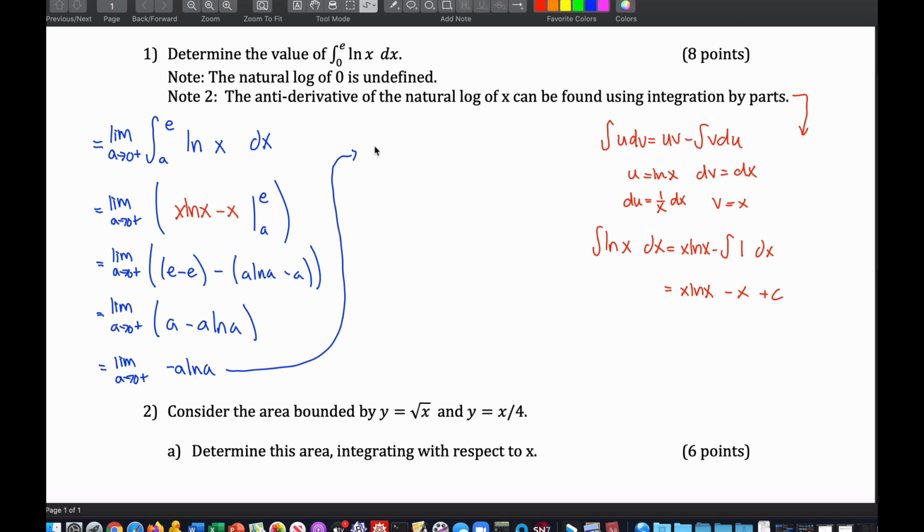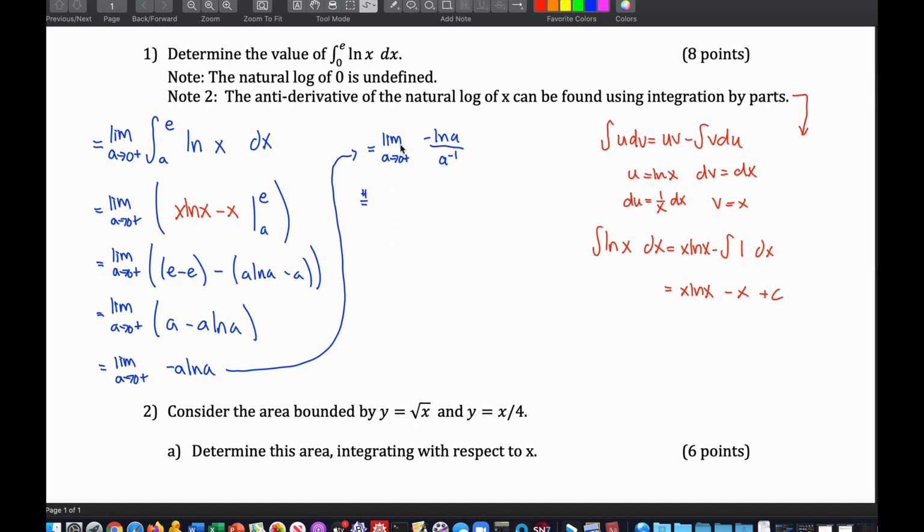To use L'Hopital's rule, you have to first write this so that it's in the form that you need, namely a fraction. And the way I can do that is, instead of a times the natural log of a here, I can make this a to the negative 1 power if I put it down in the denominator. So this expression is equal to this expression. And now I can use L'Hopital's rule. I have an infinity over infinity case.